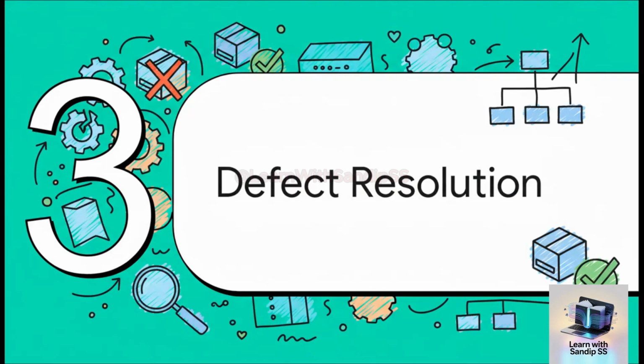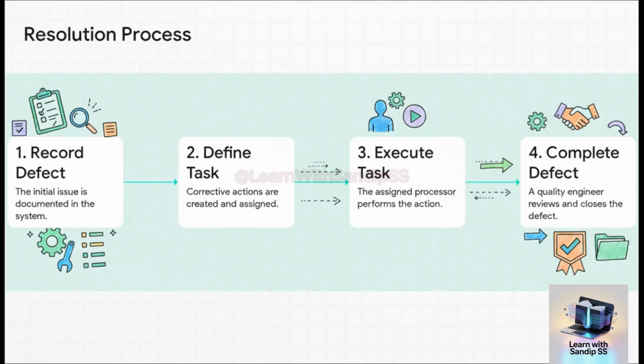Okay, so we know how to categorize a defect, but how does an issue actually get resolved, from start to finish? Let's walk through that process flow. It's a really clean and simple 4-step process. 1, you record the defect. 2, you define a quality task that spells out the fix. 3, the person you assign it to executes that task. And finally, number 4, a quality engineer reviews the work and formally closes the defect. It's a nice, clean, closed loop that ensures full accountability.